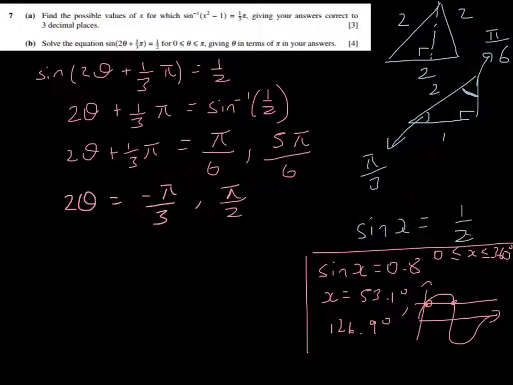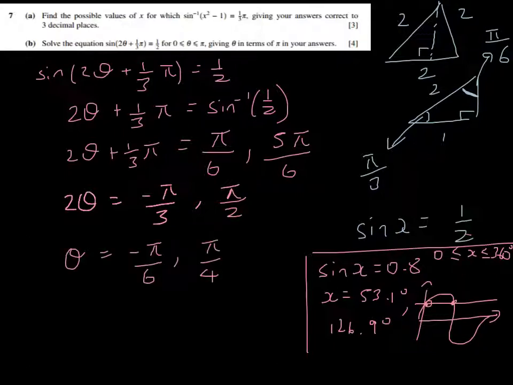Okay, so my next step would be to divide through by 2 so that I can find the answer for theta, but I'm just looking back at my domain and I can see my answers are supposed to be between 0 and pi, and I can see here that this answer's negative a third pi, so it's below 0. So I don't have my two solutions that I need.